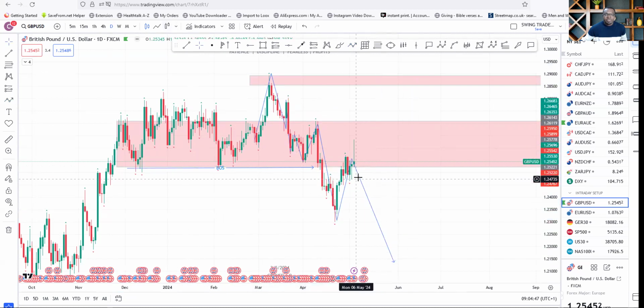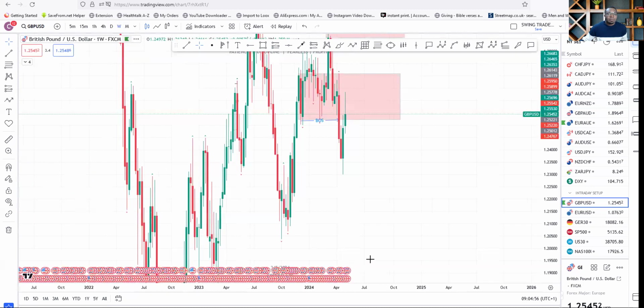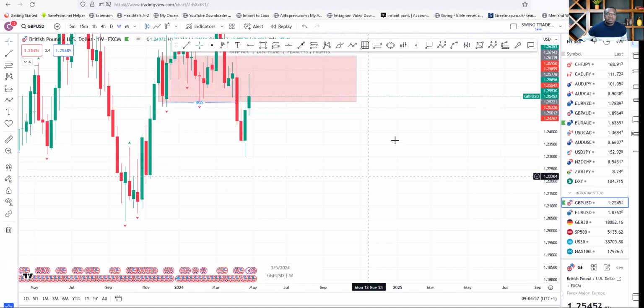So now the first thing is to target the area. Let's look at where the market will go in the long run. So firstly, we're going to go to the weekly and look at what the market did on the weekly.